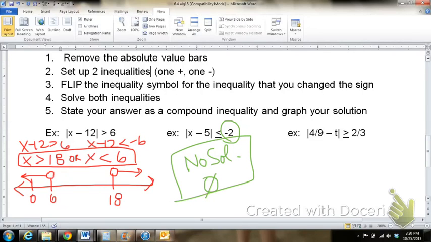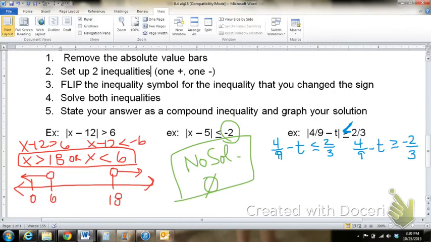All right, and then we give you one over here that's got fractions. And what we can do here is let's change this to be a less than or equal to, and that'll help us here. So set up your two inequalities. 4/9 minus t is less than or equal to 2/3. And 4/9 minus t is greater than or equal to negative 2/3. Remember to flip the symbol on the one that has the negative number.